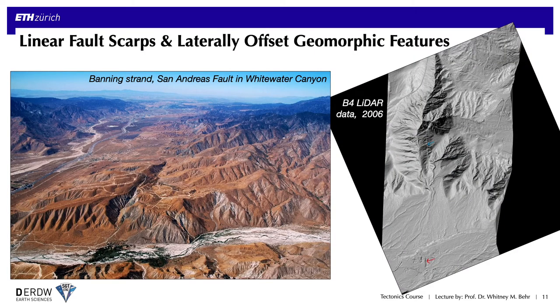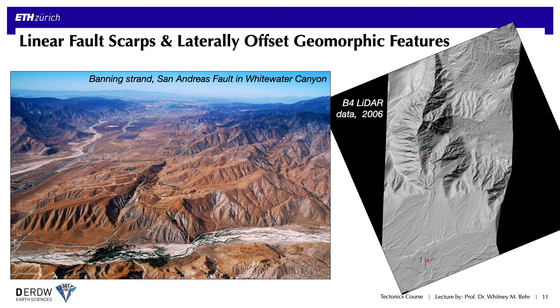Returning to the San Andreas, this is a region in what's called the Coachella Valley, where there are several fault strands. But this strand in particular, known as the Banning Fault, cuts across this prominent canyon, Whitewater Canyon. There was a LIDAR data set collected in 2006. If you strip away the vegetation from it, you can see the trace of the Banning Fault very clearly as small scarps that are exactly orthogonal to the downstream little drainages.